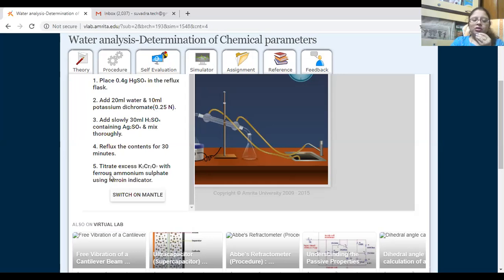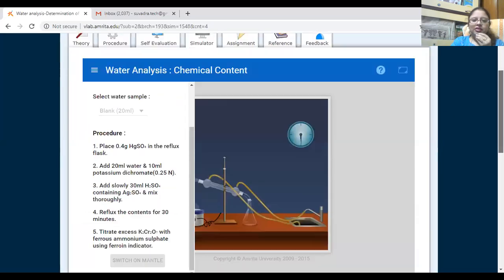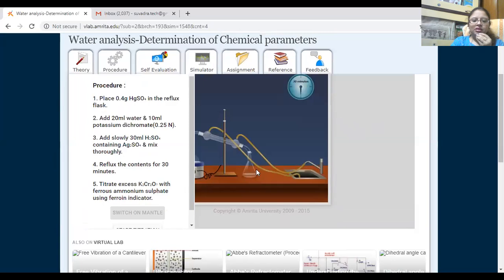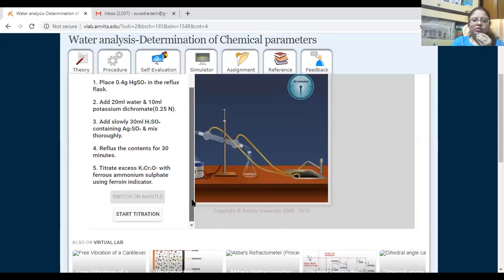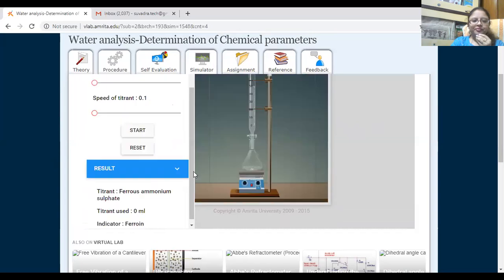Now before titrating we have to reflux. For that we are switching on the mantle. See, here time is changing and it is giving some color. So now we can start the titration.